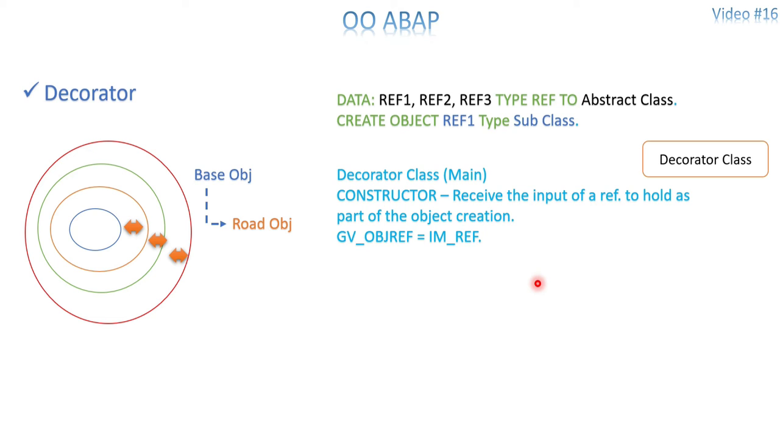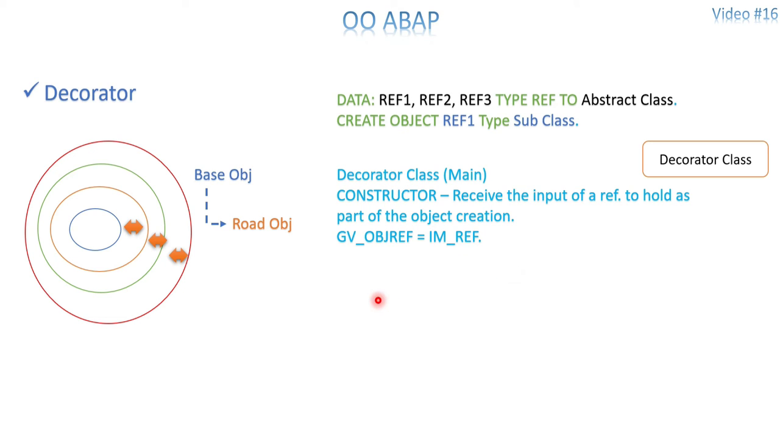So I'm going to choose an option called constructor. This is going to happen in my decorator main class. In the decorator main class, I have a constructor. In the constructor, I'm going to keep one input variable. It accepts input parameters, so it's going to receive a reference variable as input, to hold as part of the object creation.